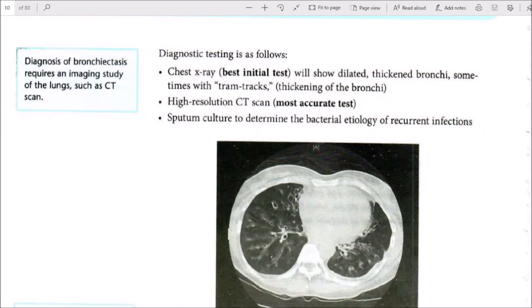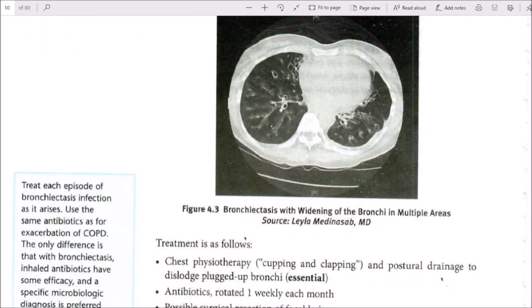Diagnosis of bronchiectasis requires an imaging study of the lungs such as a CT scan. Diagnostic technique is as follows: chest X-ray will show dilated, thickened bronchi, sometimes with tram tracks, thickening of the bronchi. High-resolution CT scan is the most accurate test. Sputum culture determines the bacterial etiology of recurrent infections. Figure 4.3: bronchiectasis with widening of the bronchi in multiple areas.